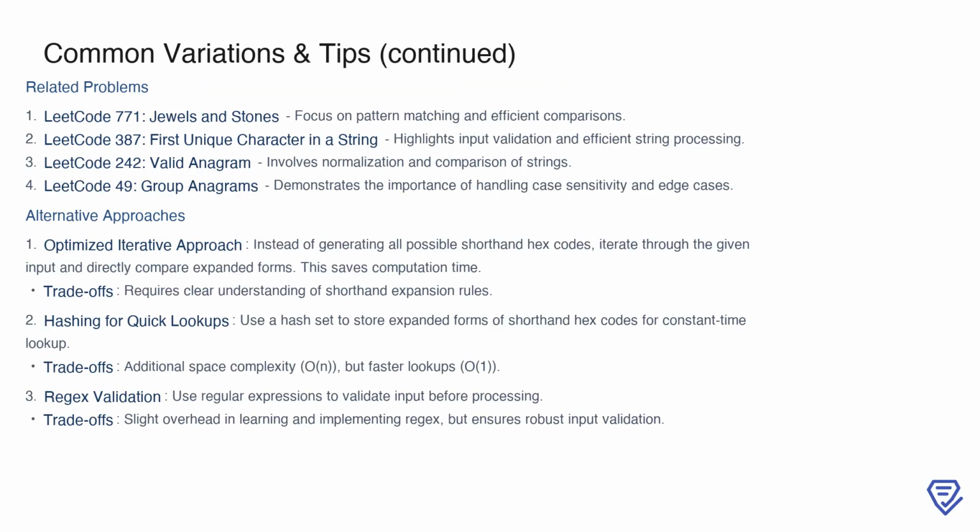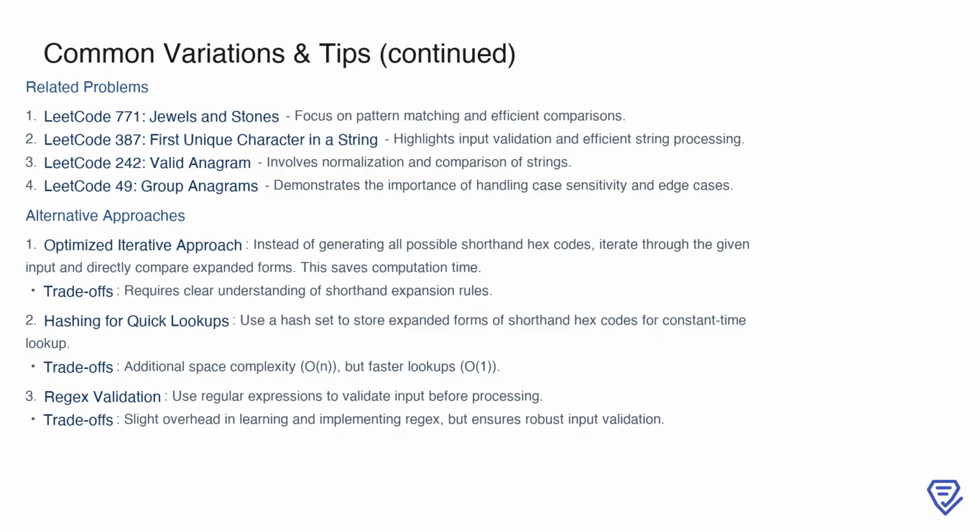This problem also connects to several related problems that can provide additional practice and insight. For example, in LeetCode 771, Jewels and Stones, you focus on pattern matching and efficient comparisons, which is a shared skill. Problem 387, First Unique Character in a String, emphasizes input validation and efficient string processing, similar to the challenges here. Problem 242, Valid Anagram, involves normalization and comparison of strings, while Problem 49, Group Anagrams, highlights the importance of handling case sensitivity and edge cases.